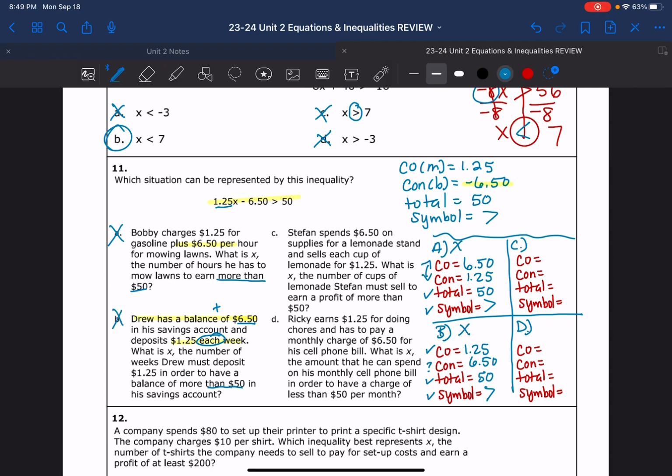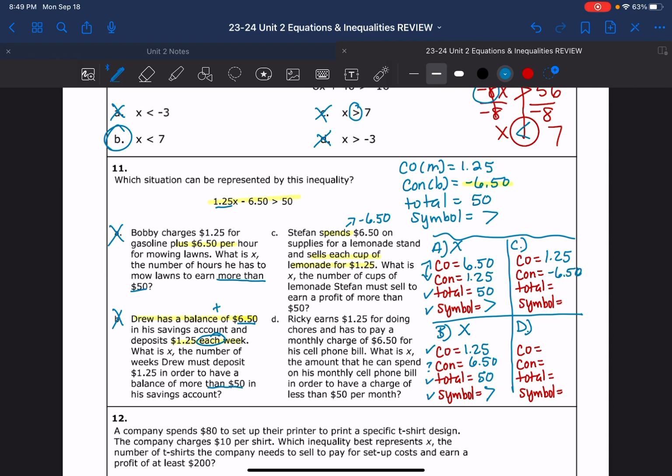Okay, let's take a look at C. So it says that Stefan spends $6.50. Now, what does it mean if you spend money? Is this possibly going to be the negative $6.50? Okay, so let's keep moving. So he spends $6.50 on supplies for a lemonade stand and sells each cup for $1.25. Okay, I have my coefficient there, 1.25. I believe that negative 6.50 is going to be my constant.